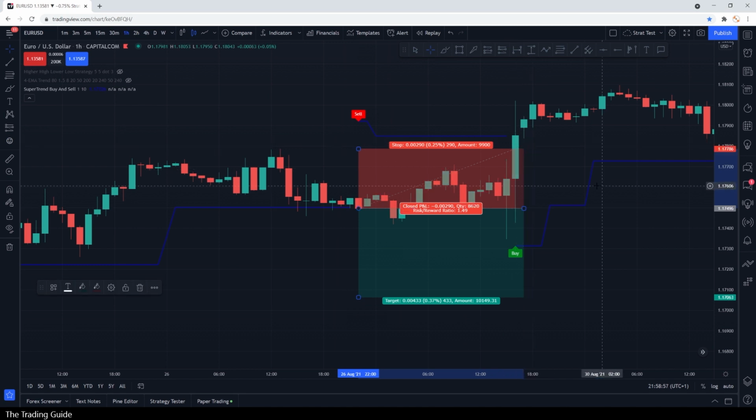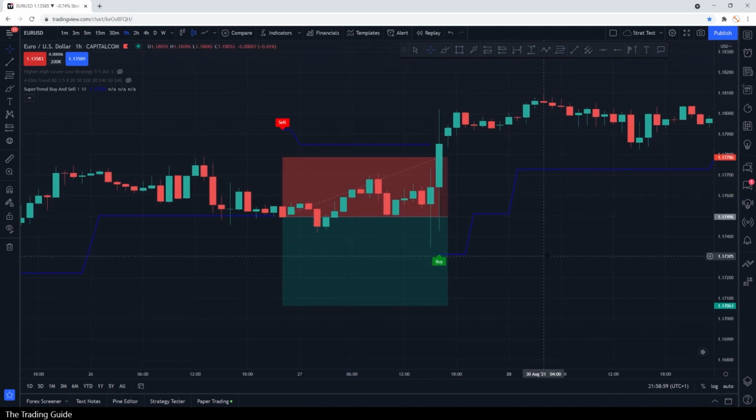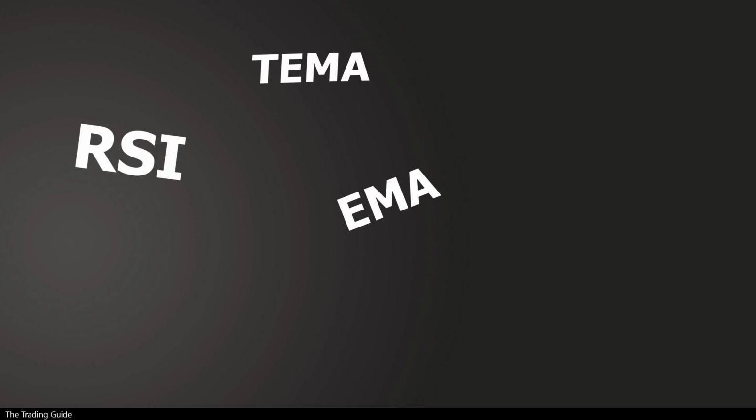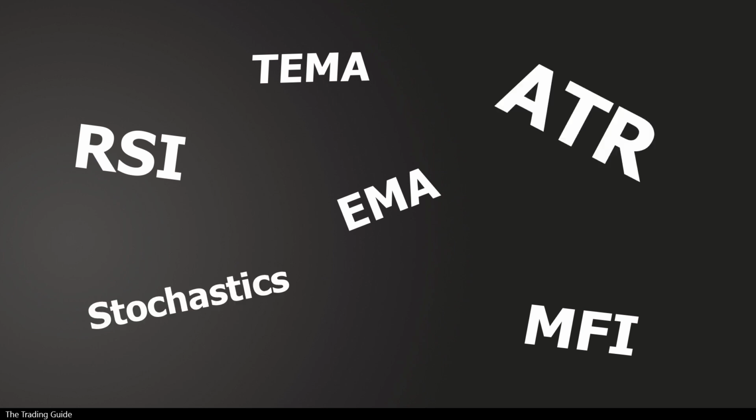So please don't trust indicators that tell you where to buy and sell, and also no videos or articles that tell you that this indicator is 95% accurate. There are so many indicators out there. We have the EMA, the exponential moving average, then we have the triple exponential moving average, the RSI, then we have the MFI, the money flow index, the ATR, the stochastics, many more.